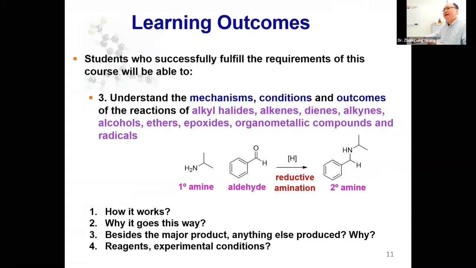And if you are to be successful at this, you need to understand the mechanism, conditions, and outcomes of these reactions, like the example I have shown you, right? You cannot just memorize that primary amine and aldehyde react to give secondary amine. You need to know the mechanism. How does this reaction happen? Why does it go this way? Why is the secondary amine the major product, or why doesn't it go to the minor product, right? And what do you use to achieve these reactions? All these you need to understand by the end of this course, and I hope you do so.